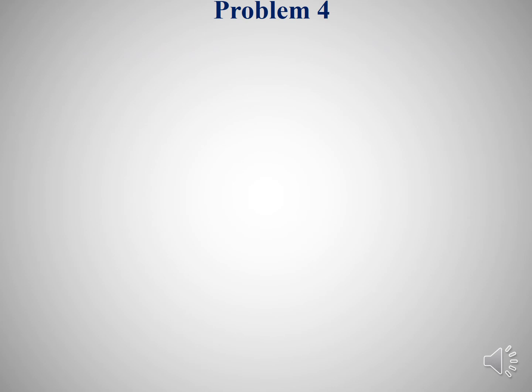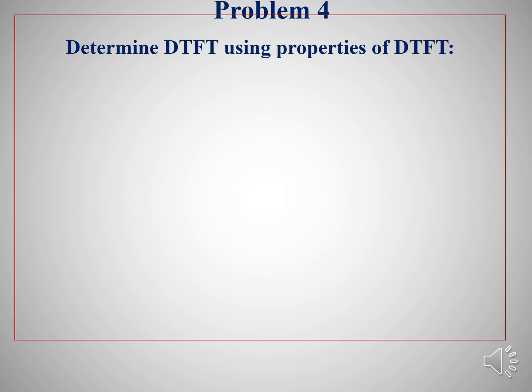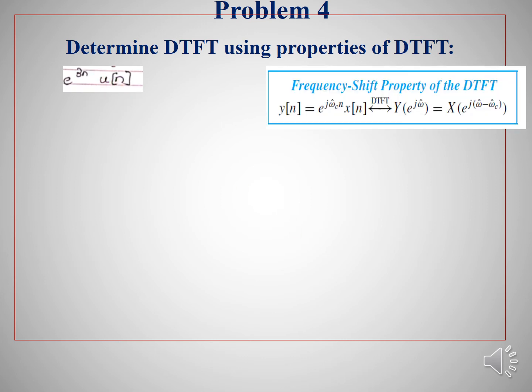Let's go on to the next problem on determining the DTFT using the properties of DTFT. The problem is e power 3n u of n. We would use the frequency shift property given by e power j omega c n x of n would give us x of e power j omega minus omega c. Therefore, e power j omega naught n x of n would be X of e power j omega minus omega naught.